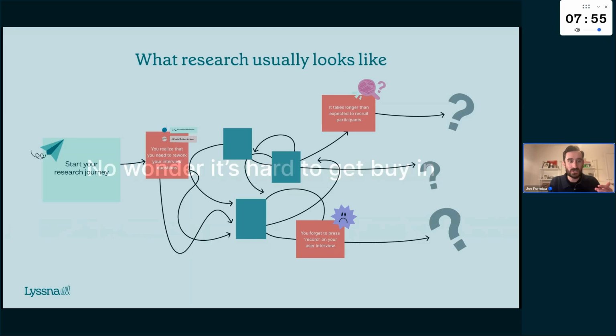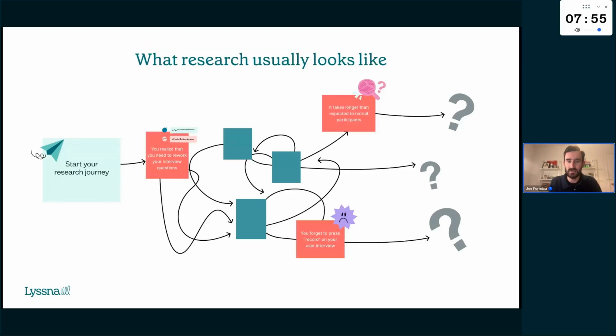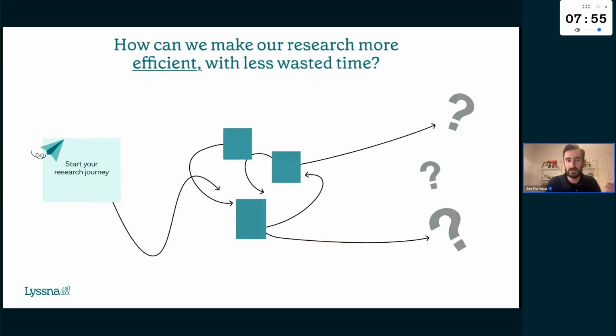So what we're talking about here tonight is two things. Number one, let's go back here. How can we make our research time more efficient with less wasted time? Efficiency, reducing the wasted time, and avoiding those roadblocks where possible. Some of them are naturally going to come up in the research process, but there are a lot of things that make up this winding road in a typical research initiative that we can improve on and make more efficient.